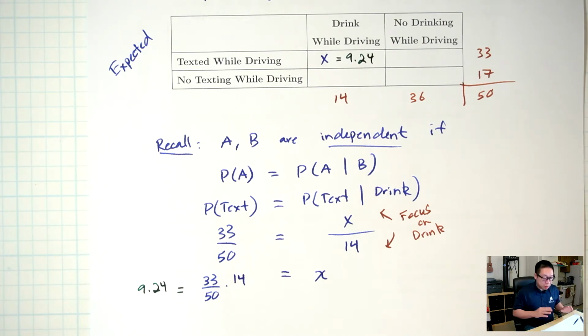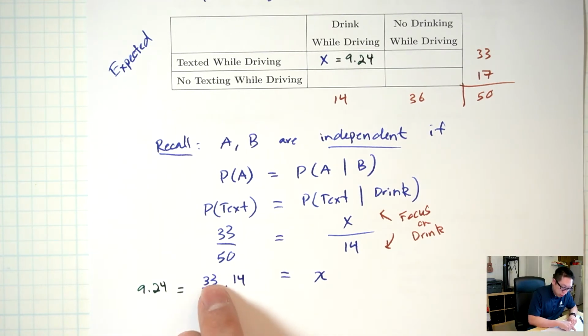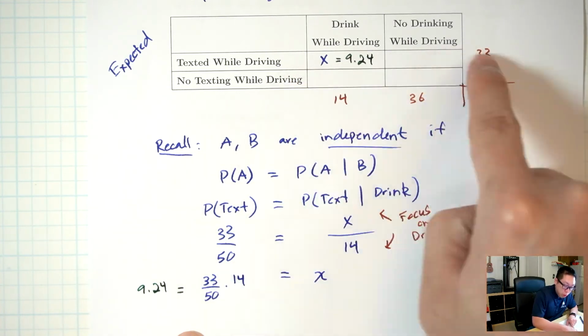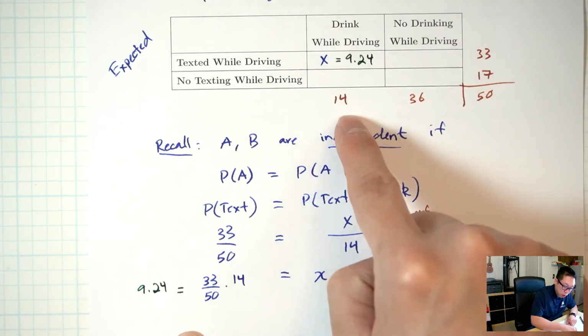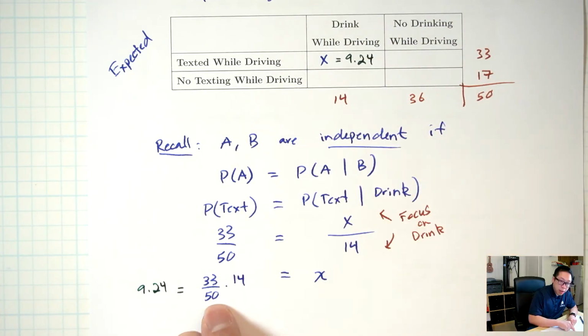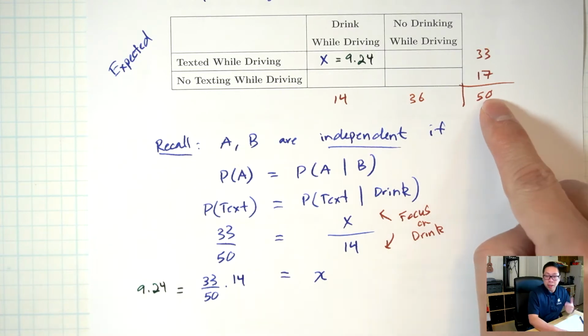Now, that was some algebra and a lot of calculations. Could we find these numbers without having to go through this algebra? And the answer is yes. So let's take a look at how we actually got to this answer. How do we get to this 9.24? We took 33, which was the total of the row, times 14, which was the total of the column, and then we divided by 50, which was the grand total. And that's basically what you do.